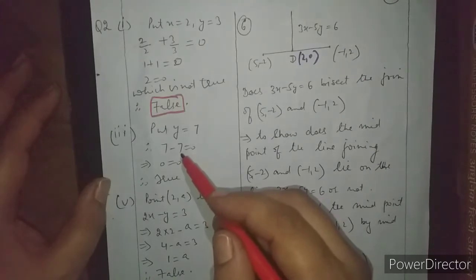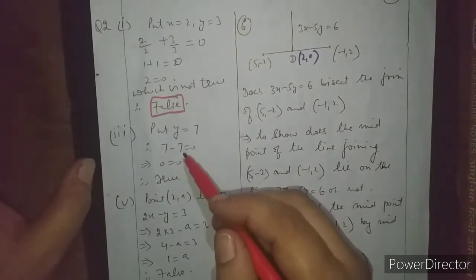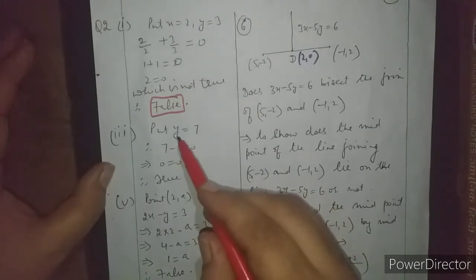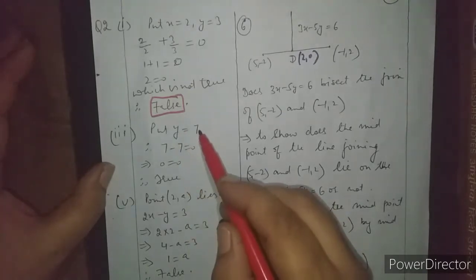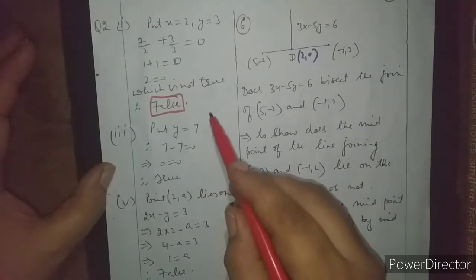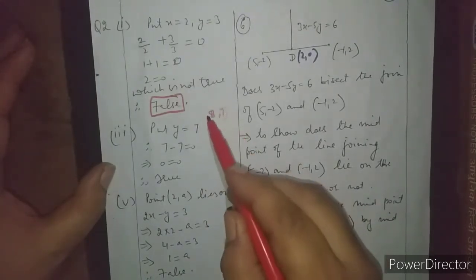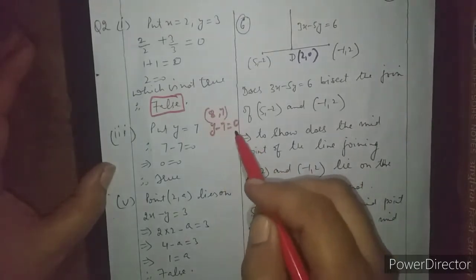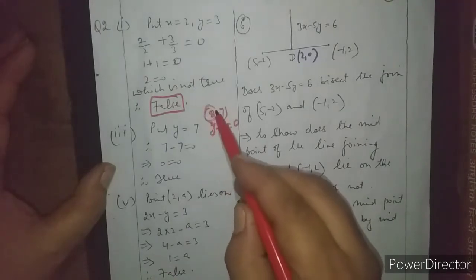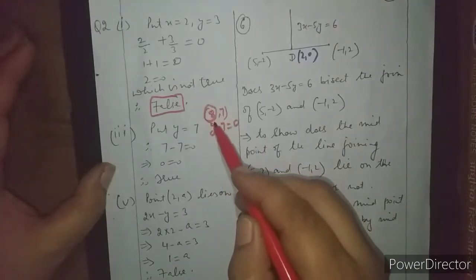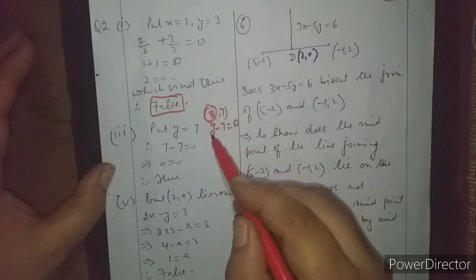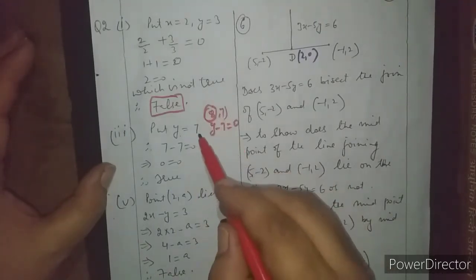Part number 3 says the point (8, 7) lies on the line y minus 7 equal to 0 or not. Okay. So what we are going to do, simply y equal to 7 we are going to put, because the point is (8, 7), right? So the equation is only y minus 7 equal to 0. There is no x in this equation, so we don't have anywhere to put x equal to 8, because the equation does not contain x. We contain only y. So we will simply put y equal to 7.